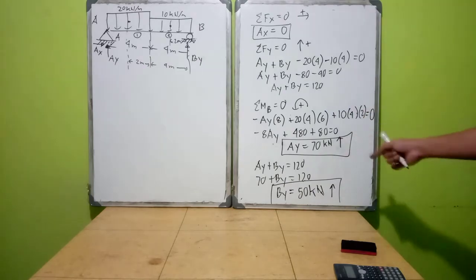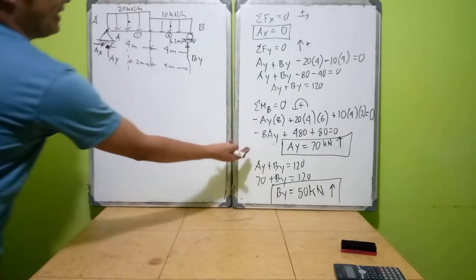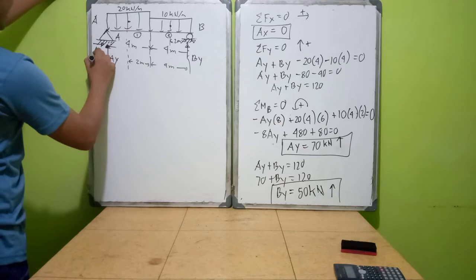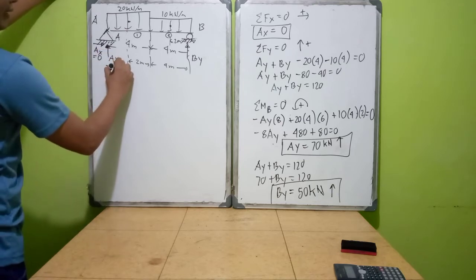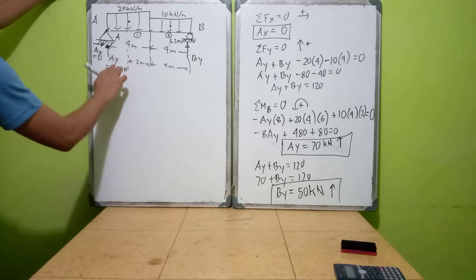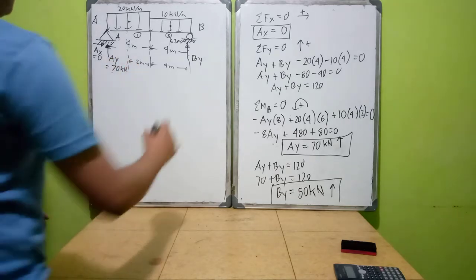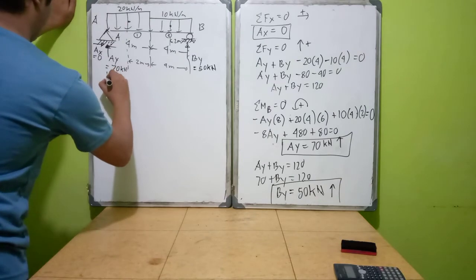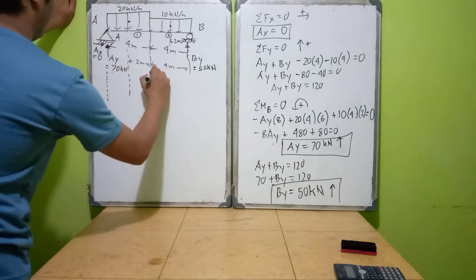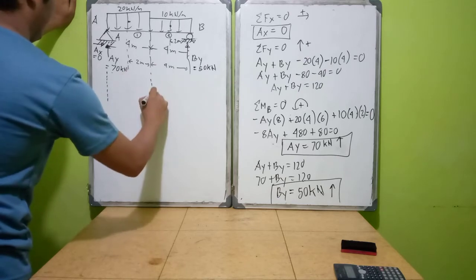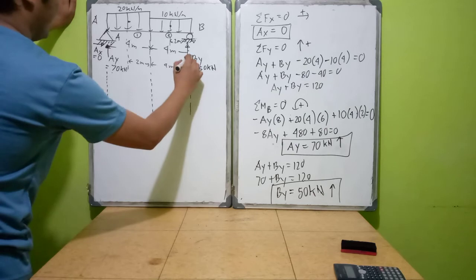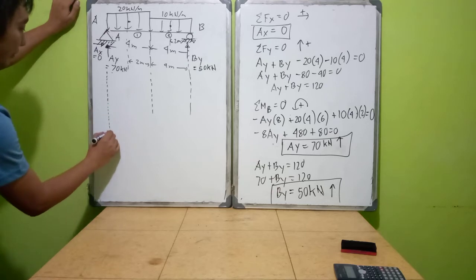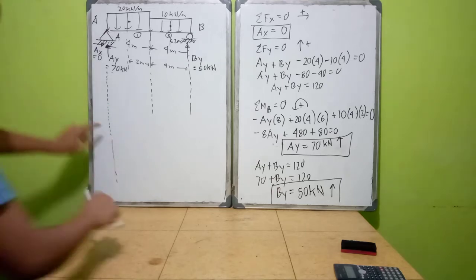Okay, so we put everything in this drawing so that we can erase this later, so that we can use it in constructing our shear and moment equations. So your Ax is 0, your Ay is 70 kilonewton, and your By is 50 kilonewton. So now, let's start drawing your shear and moment equations. Okay, you follow where the load starts and the load ends in drawing your shear and moment equations.